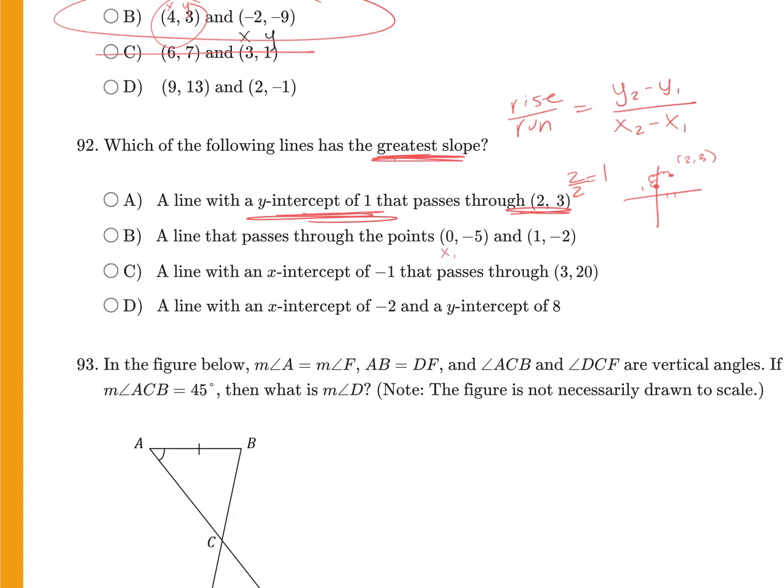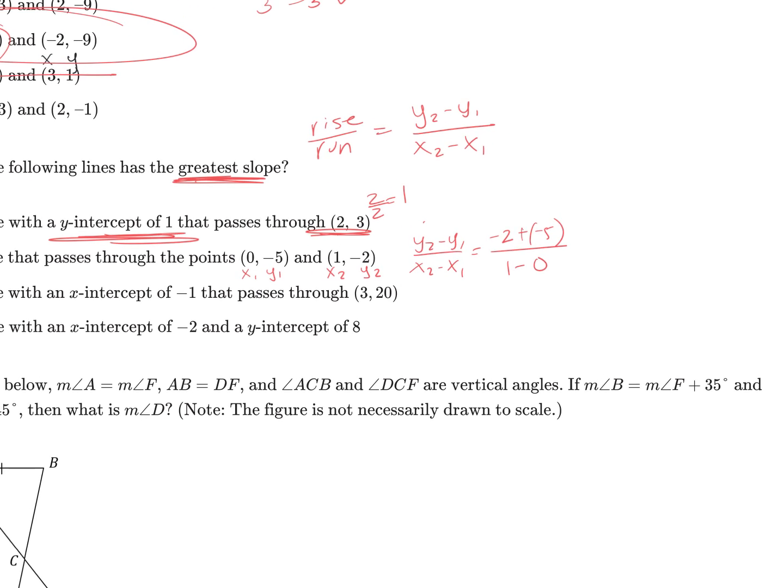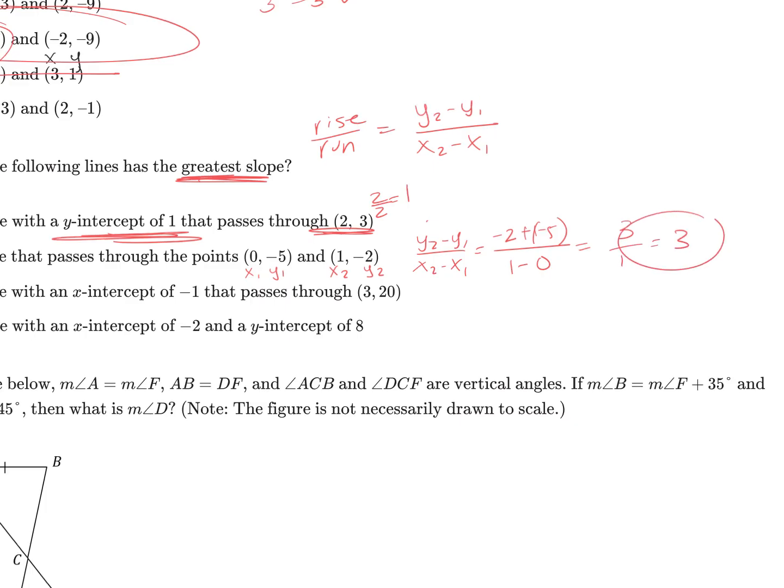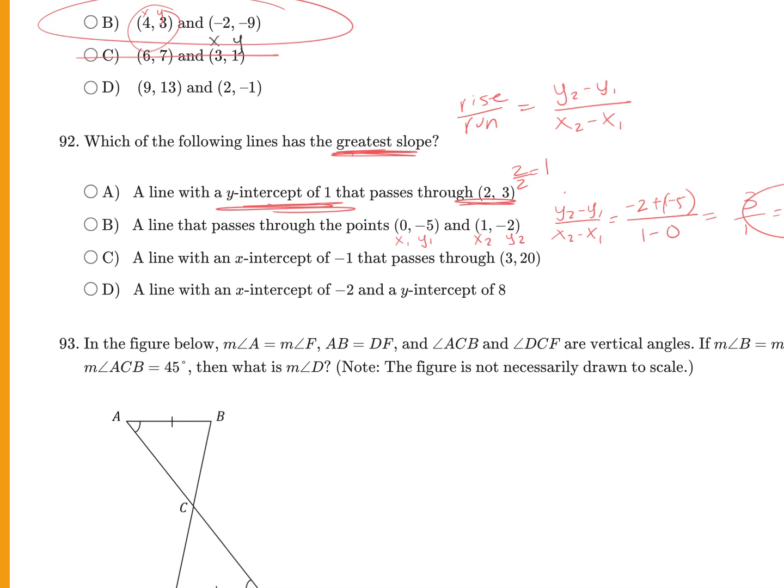Answer choice B, we can label our coordinates. And then we do the slope formula: y2 minus y1 divided by x2 minus x1. Negative 2 minus negative 5 divided by 1 minus 0. That is positive 3 over 1. That's just 3. Okay, let's check the next one.